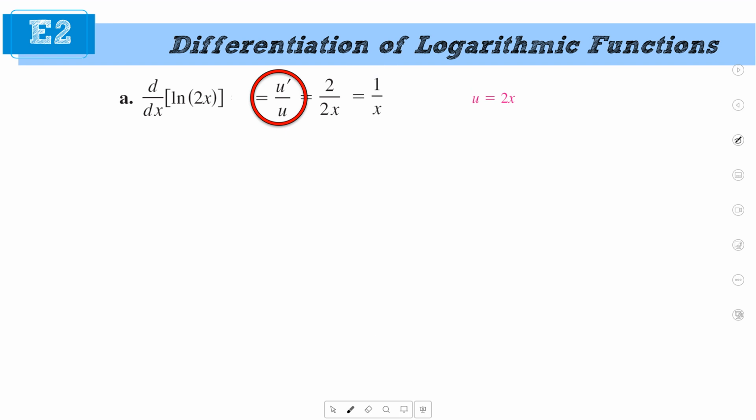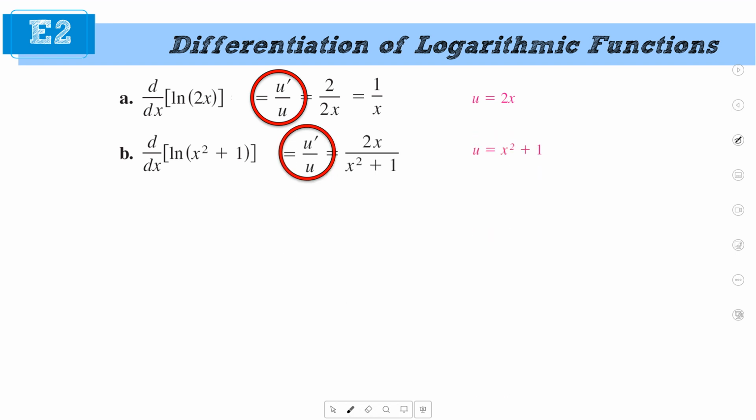Well done. Okay. Beautiful. Next on the agenda, Charlie. What's the derivative of the natural log of x squared plus 1? 2x over x squared plus 1. Nice. Let's give it up for Charlie.